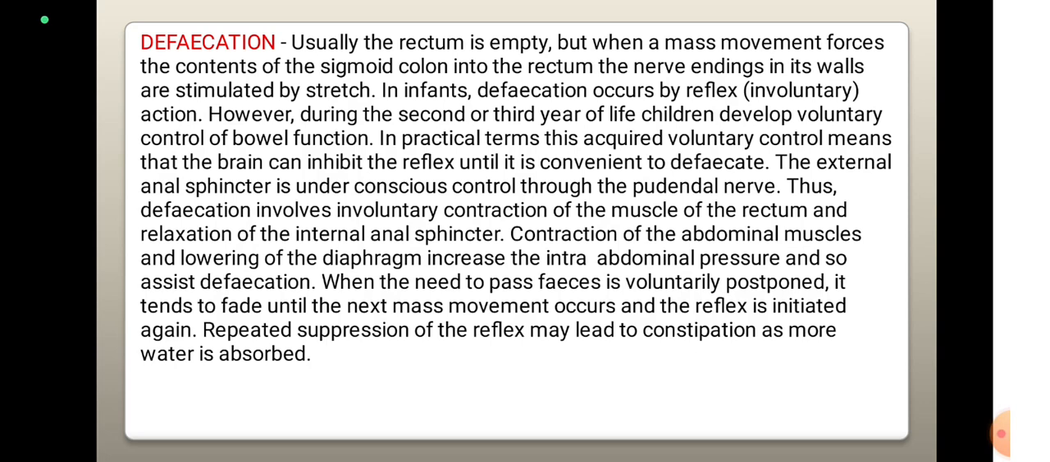When the need to pass feces is voluntarily postponed, it tends to fade until the next mass movement occurs and the reflex is initiated again. Repeated suppression of the reflex may lead to constipation as more water is absorbed.